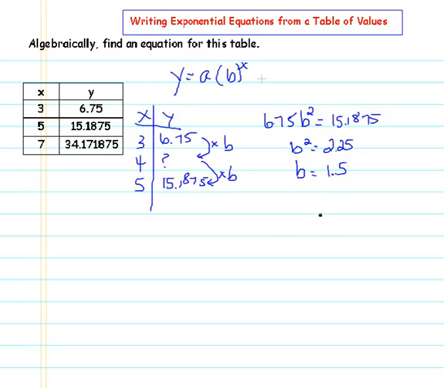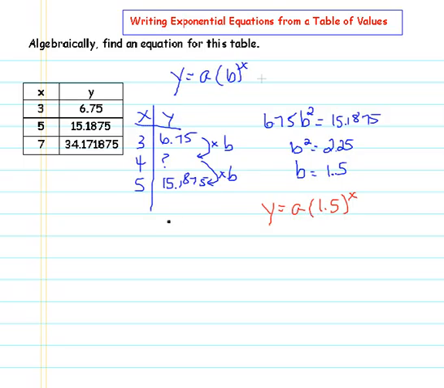Now the next thing that we're going to want to do is find the starting value, the value of a. So let's write down our equation that we know so far. Here's what we know so far. We know y equals a, which we don't know yet, times 1.5 to the x power. And what we're going to do now is write another equation that's going to help us figure out what a is.